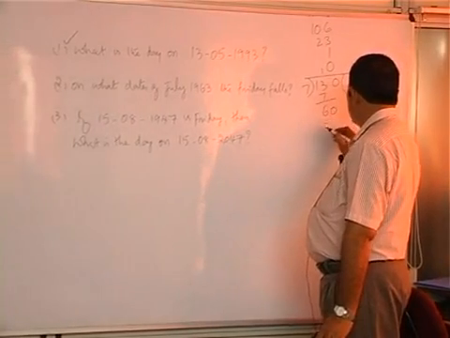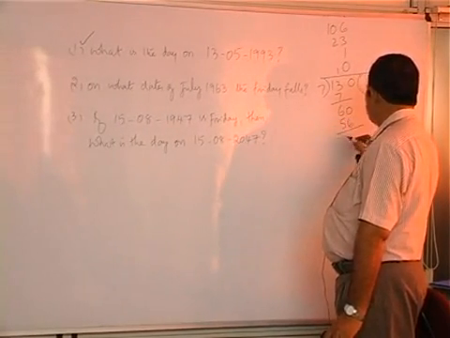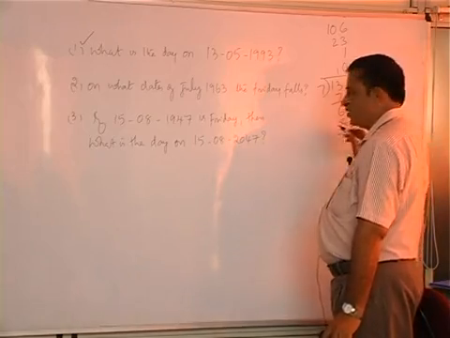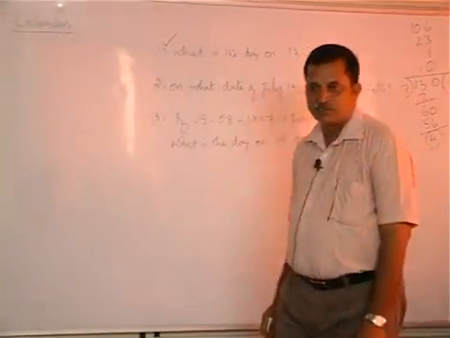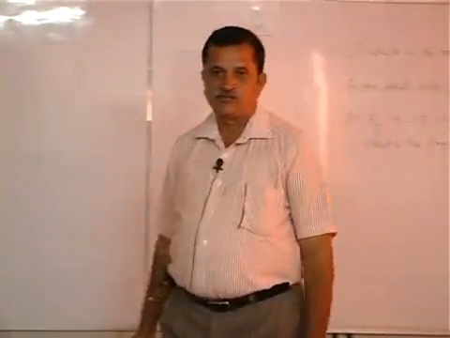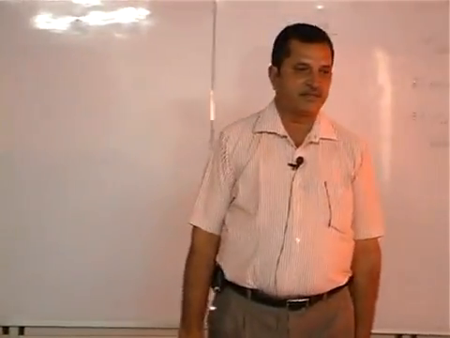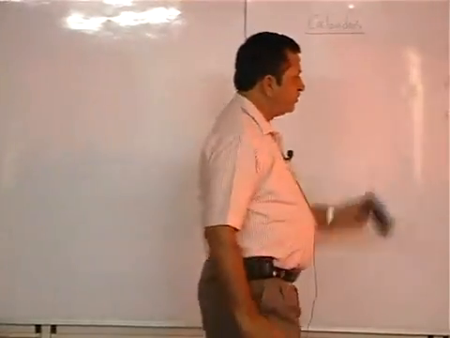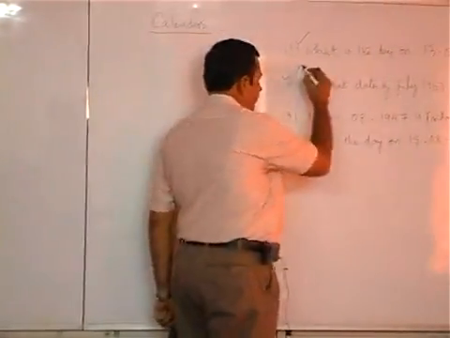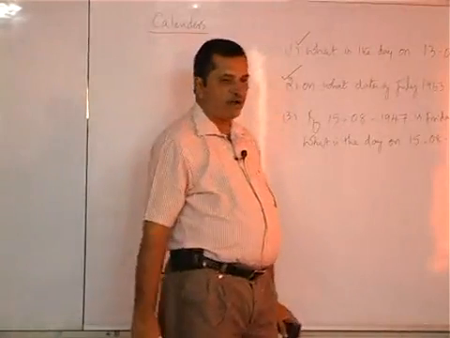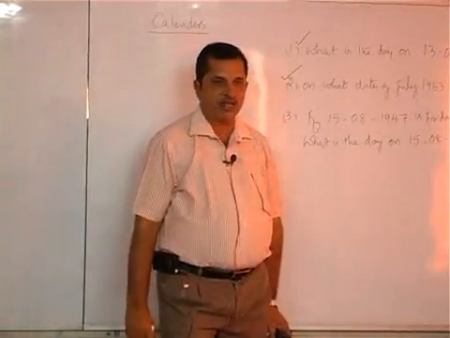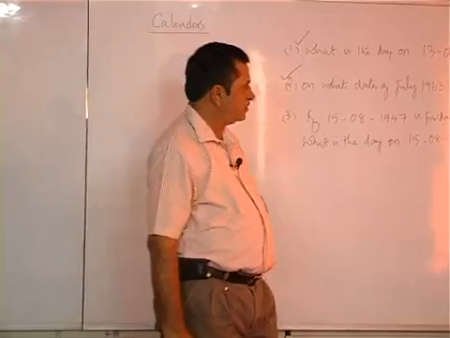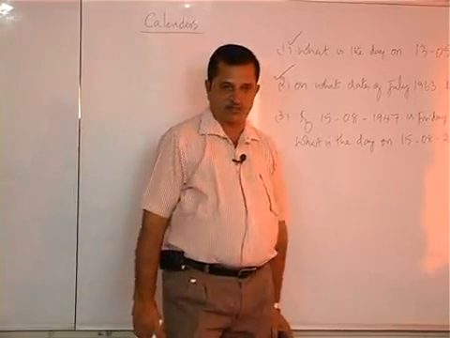7 eights are 56. 4. Thursday. 13th May 1993 is Thursday. Okay. Suppose you take the second question: on what dates of July 1963 does Friday fall?